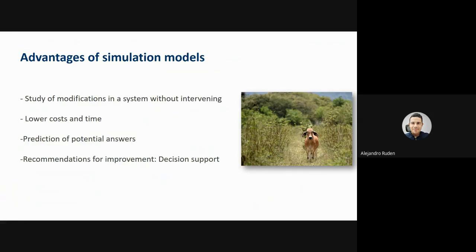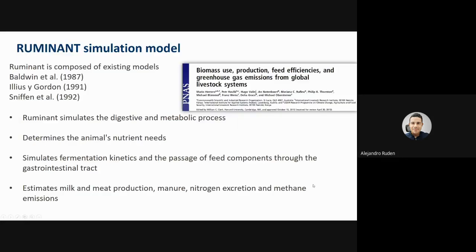Livestock emissions are very large and they are difficult to calculate. So what we do here is to study the modifications in a system without intervening in it, with a lower cost and time, and the prediction of potential answers. And we generate recommendations for improvement, decision support. This is the important topic of the use of models. These are not very accurate answers, but they can give us a route to follow in this topic.